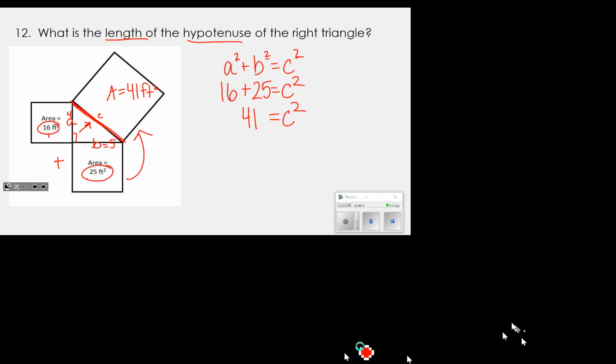But we're not looking for the area of the square, we're looking for the length. The length means we have to use our cancel pen and do square root, and cancel so that we get C. And the square root of 41 is about 6.4. So that's the length of the hypotenuse of this right triangle. It is 6.4 feet.